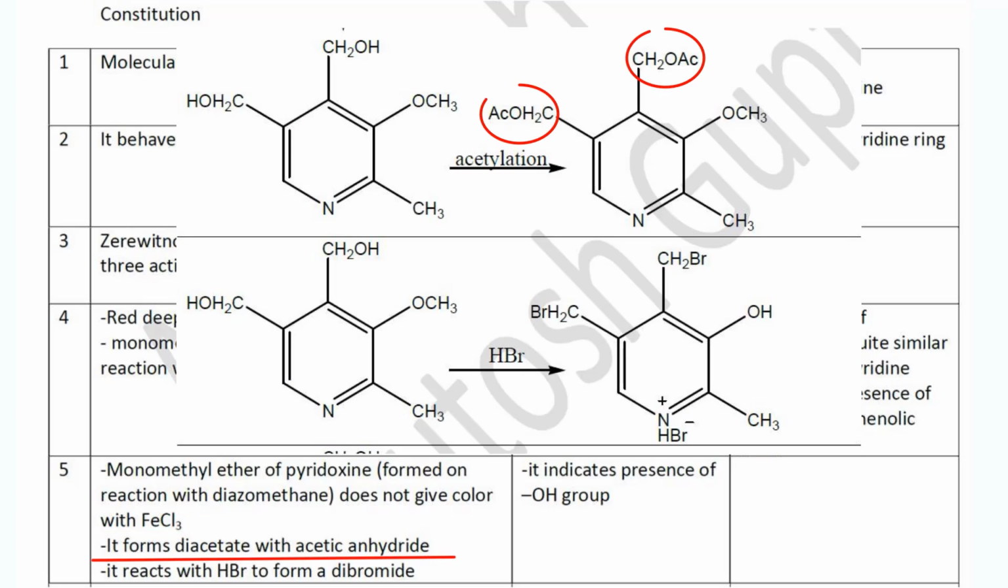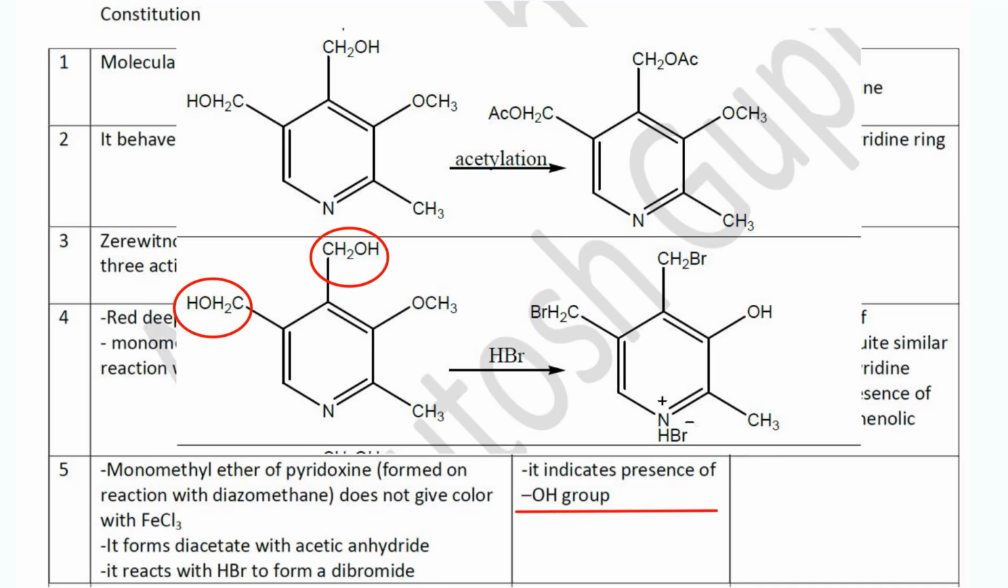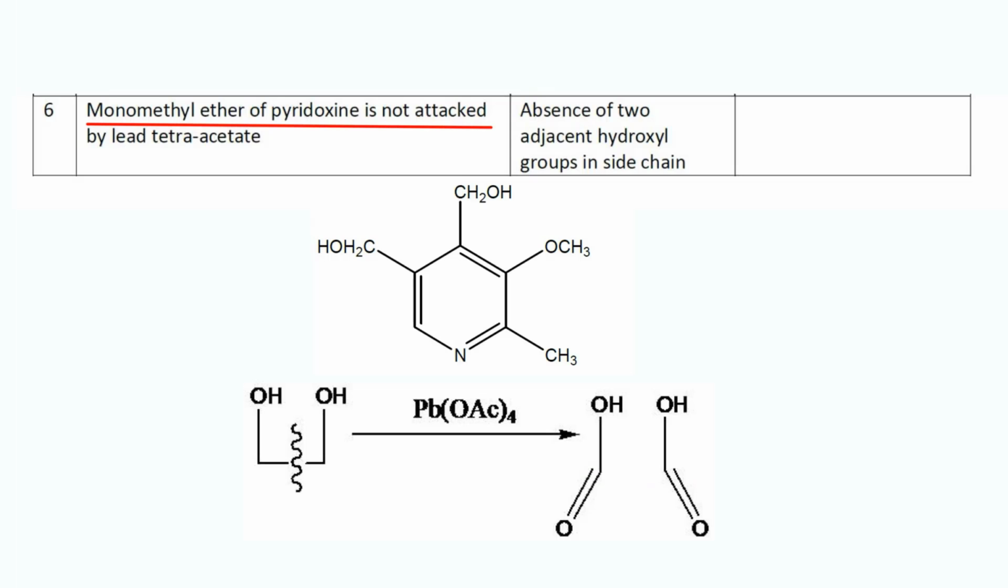It forms a diacetate with acetic anhydride. It reacts with HBr to form a dibromide. It indicates the presence of alcoholic OH groups. The monomethyl ether of pyridoxine is not attacked by lead tetraacetate. Absence of 2 adjacent hydroxyl groups in the side chain is confirmed.